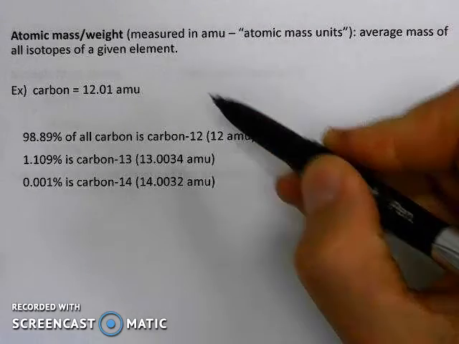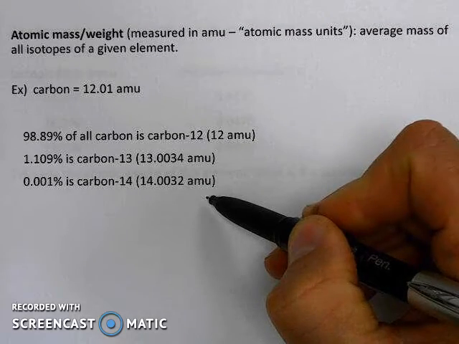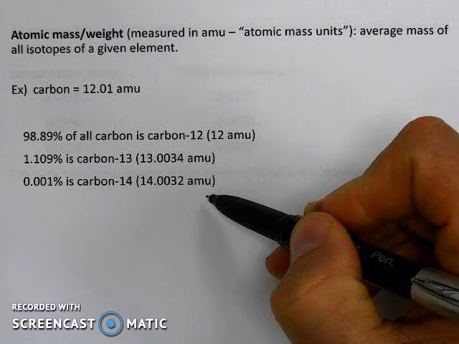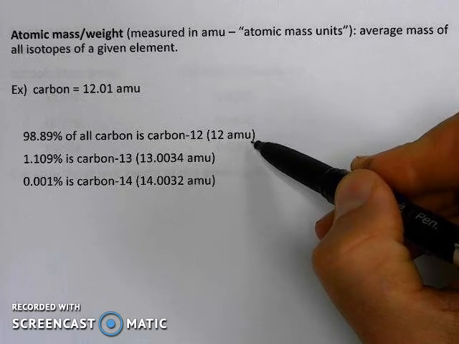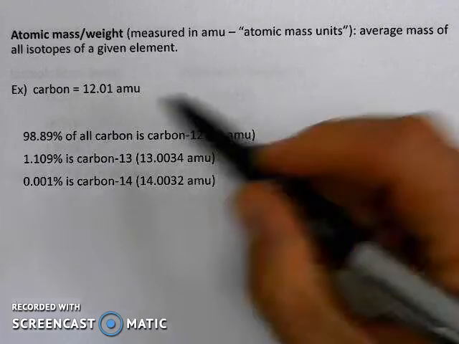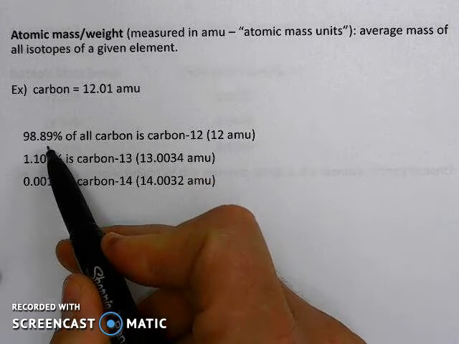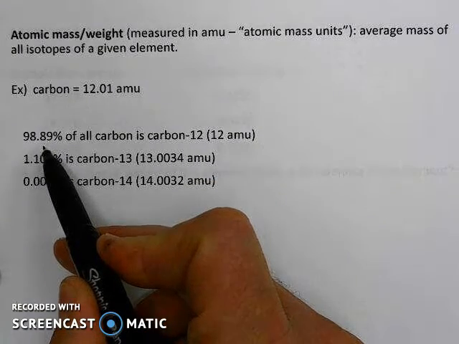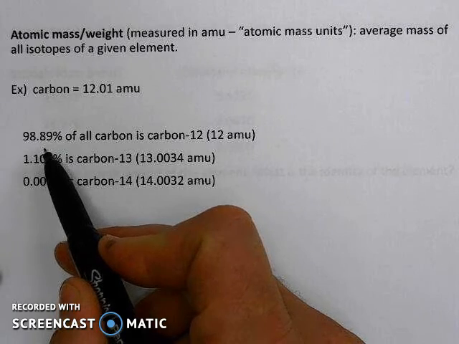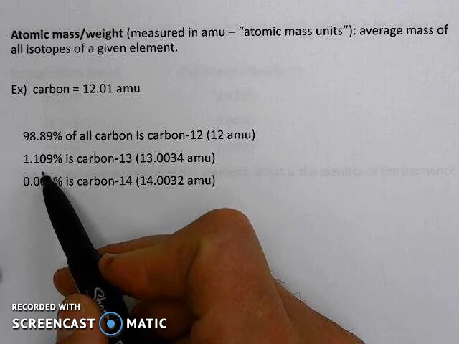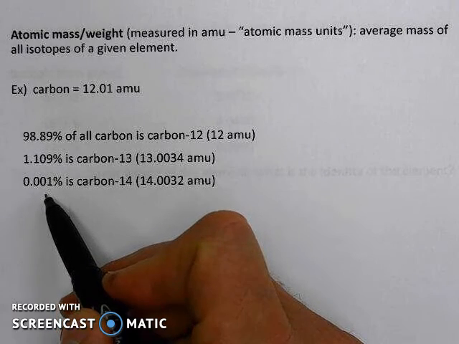Okay, and the answer is a lot of data was collected. We have 3 different isotopes of carbon, carbon 12, 13, and 14, and each one has its own mass. Now carbon 12 apparently makes up the majority of all the carbon that's known, 98.89% of it, while carbon 13 makes up a slight percentage and carbon 14 is very, very small.